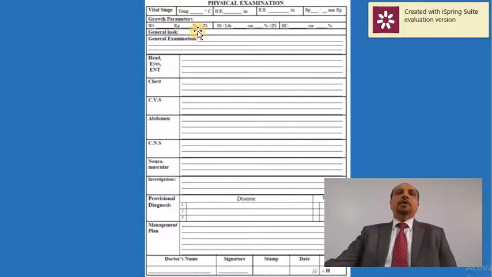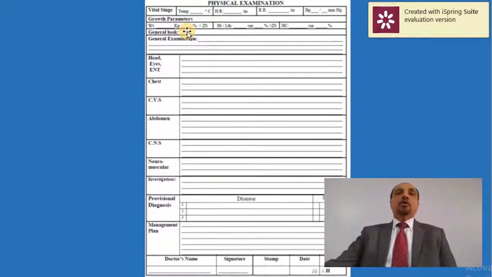Sometimes in the beginning we speak about the general look, because if you are presenting the case in the morning round, just saying the child looks well is good. Whatever you speak about the other things, it will be no big problem. But if he looks ill or very ill, this will draw attention that the child may be admitted to the pediatric ICU at any time, or may need more care.